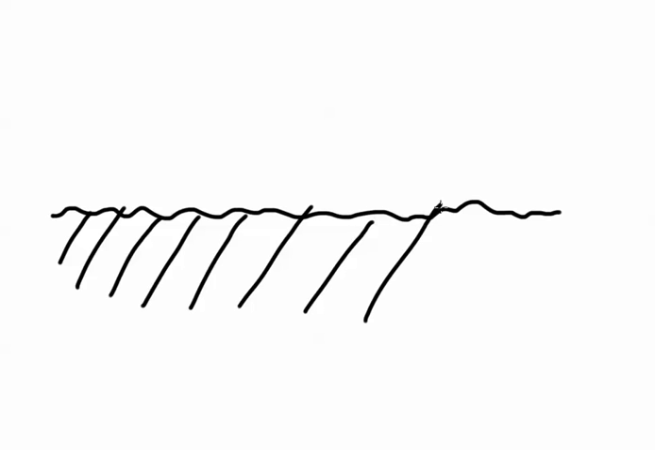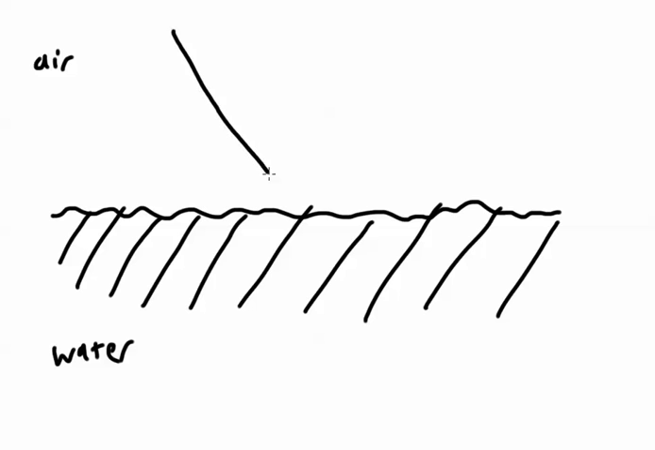So let's take an example. Suppose there's some water. This might be a lake. And I'm going to draw these lines to show you where the water is. This is the water, and above it is the air. So water, air. Now let's suppose that a ray of light comes down and hits the water. Let me draw that as a straight line.